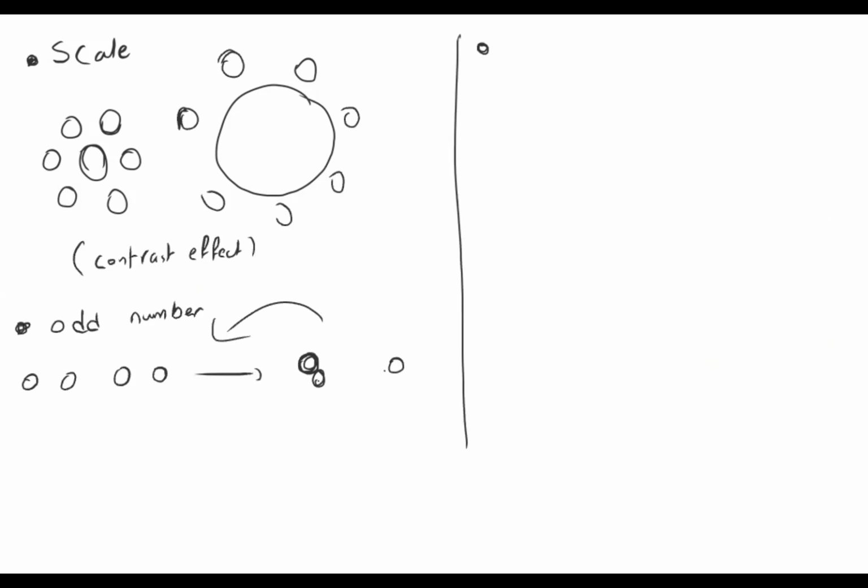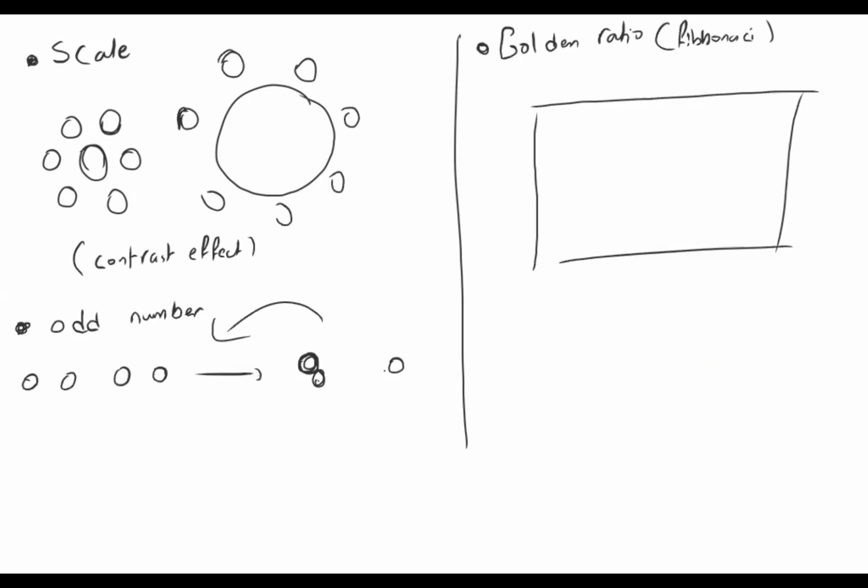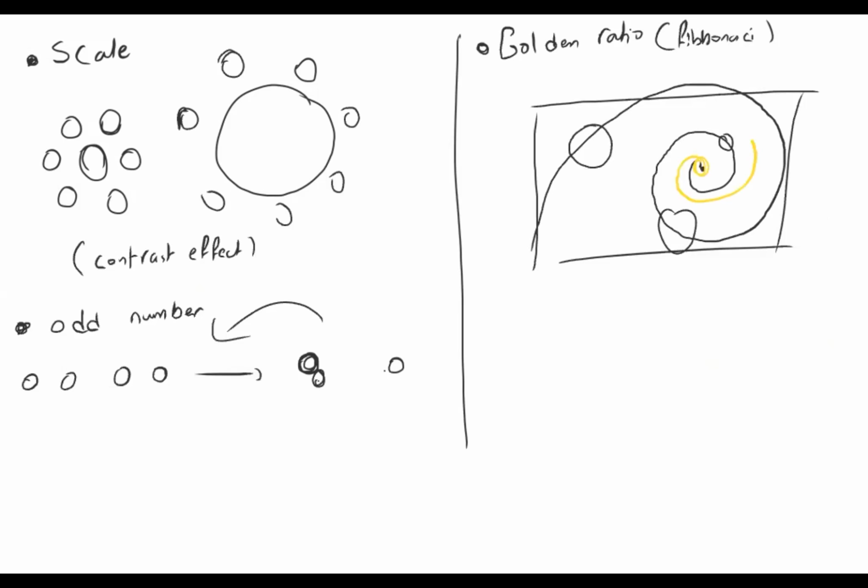Then we talked about the golden ratio, known as Fibonacci. We said if you have a focal point here, let's say for example we have a curve like this, we can put our elements on the curve so that the viewer looks here first, starts looking at this point, and moves his eye like this.